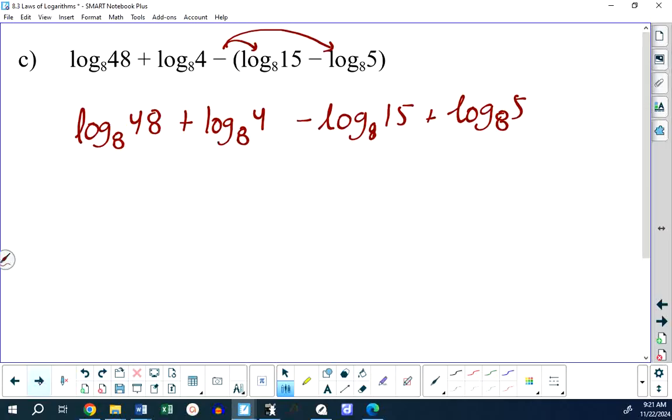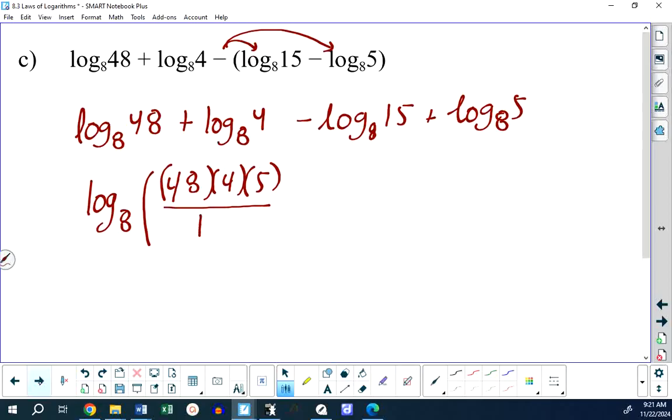So now I can say that this will be a single logarithm. It will be a base 8 logarithm. 48, 4, and 5 will be in the numerator, and 15 will be in the denominator. And I think that's going to work out to 64 as an argument. Pretty sure. So this is log base 8 of 64, which we should know is 2, because 2 is the exponent to which you raise 8 to get 64.